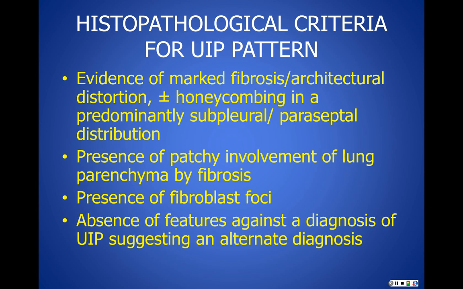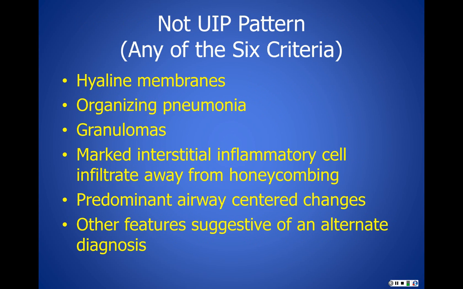It mimics the radiological pattern. Okay. You have marked fibrosis, you have architectural distortion, honeycombing, predominant in subpleural and paraseptal distribution, and it's patchy. Okay, and the pathognomonic feature is fibroblastic focus, and any other features should not be there. Okay, so let me explain to you the picture. If you have hyaline membranes, it is not.